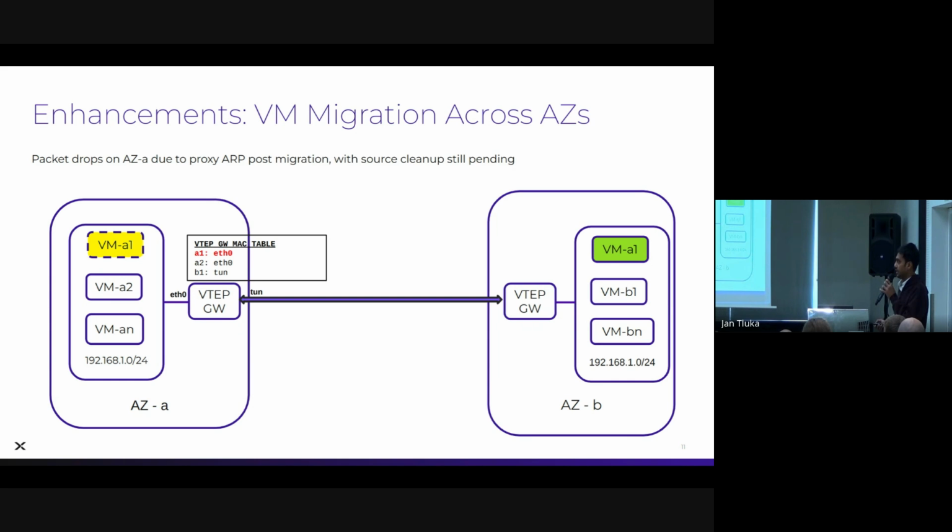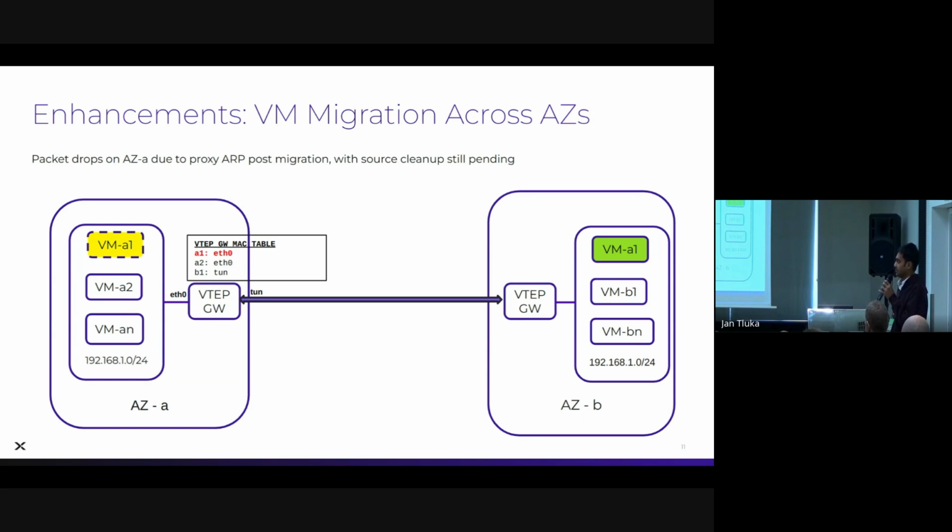availability zone A. OVN has a proxy ARP rule for all the logical ports that it is managing, since it is assigning IPs and all. So the logical switch will reply to this. The proxy ARP rule in this availability zone A logical switch will reply to this GARP packet. So even though the VM is migrated, the proxy ARP rule is not yet deleted because the interface is not yet cleaned up.